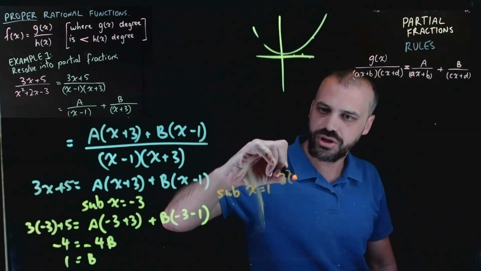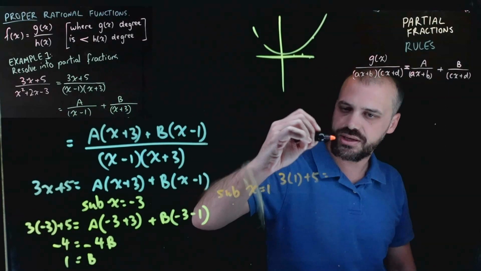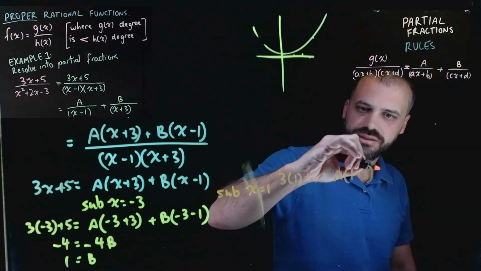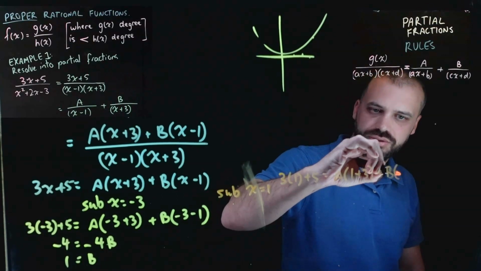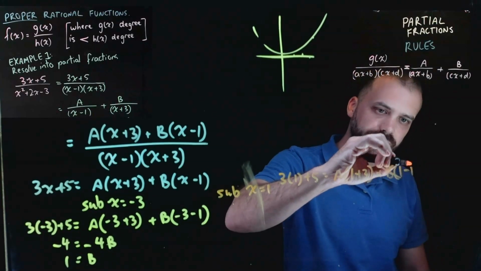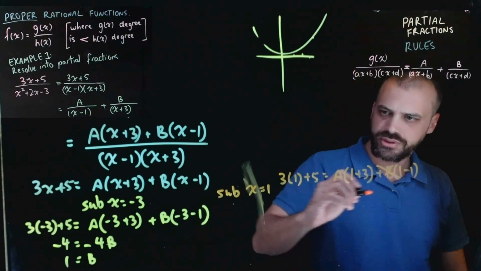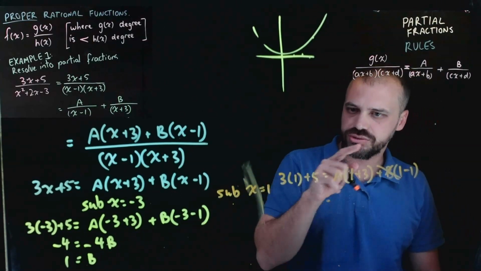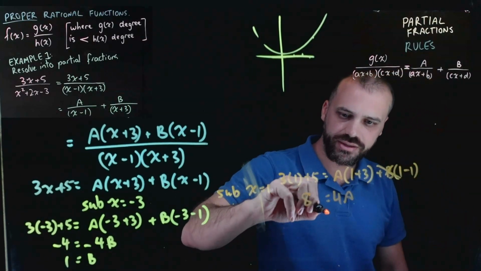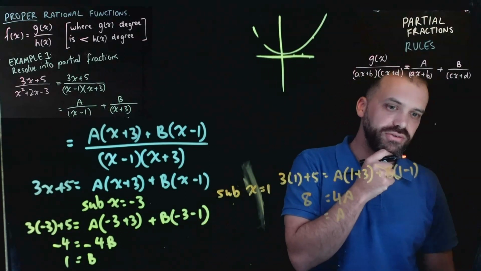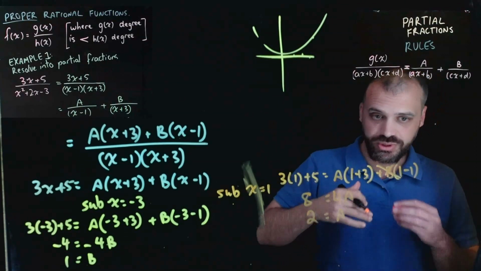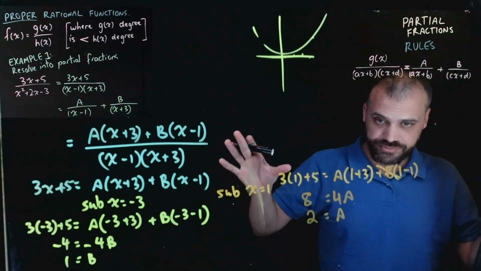3 times 1 plus 5 equals a times (1 plus 3), plus b times (1 minus 1), and 1 minus 1 is 0. That's going to be 0. So now we have 3 times 1 is 3, plus 5 is 8, and a times 4 is 4a. So a is equal to 8 divided by 4, which is 2. So we have finished. We're at a final answer now.